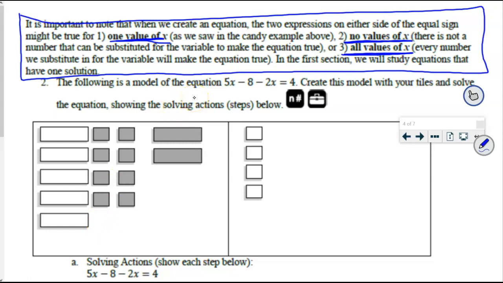But I want you to understand that for this section, for the first several lessons, we're only going to be studying equations that have one solution. So I gave you a preview that we're going to have different types of solution in the future, but we're not quite there yet. So all of these are going to have one single solution.